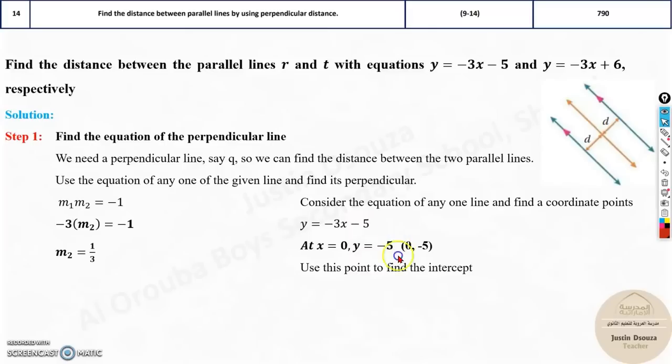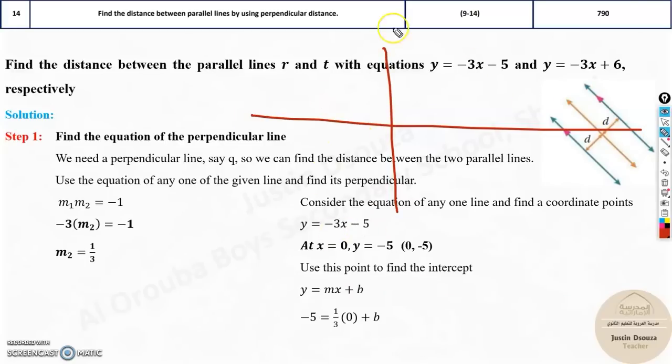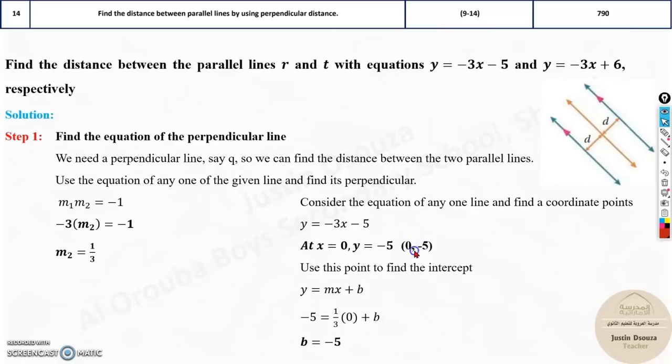Minus 5. Now, this would be the point to find the intercept. Use this point. Now, what does intercept mean? The y-intercept is where the line touches the y-axis, right? Whenever x is 0, the y value is the y-intercept. So this is the intercept point. For this equation, we just take x as 0 and find the coordinate point, substitute this, and now we can find the b value. The b value would be minus 5 itself. Why? Because this itself is the y-intercept whenever you take x equal to 0.